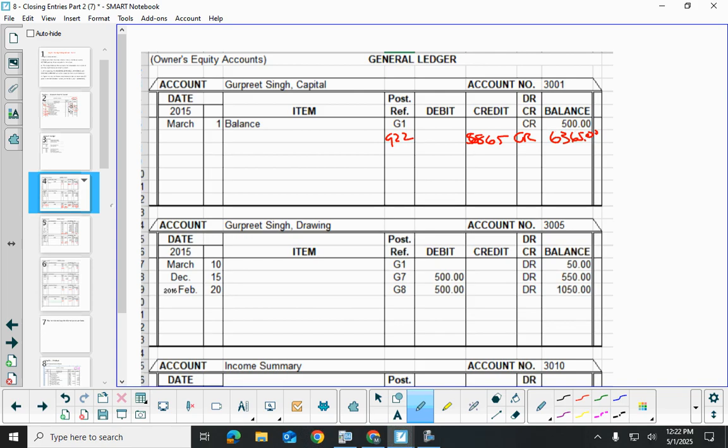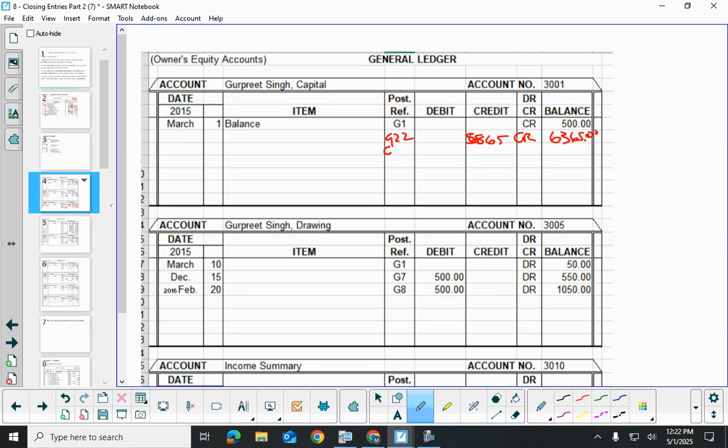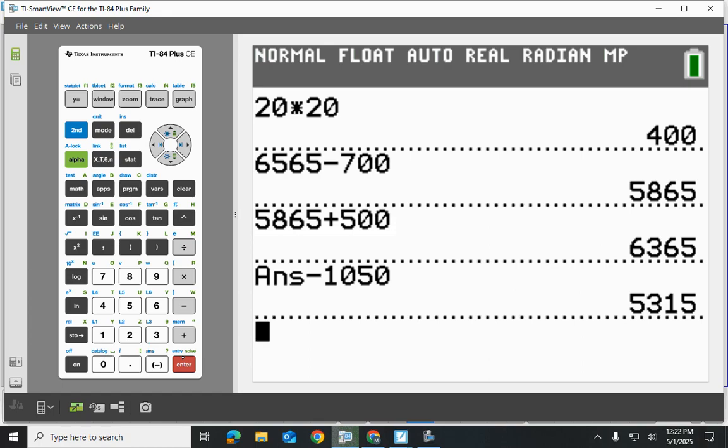Okay. One more. We're going to debit capital 1,050. So debit capital 1,050. Because I'm debiting, I'm now going to minus that number. Now, is 63.65 bigger than 1,050? Yes. So the balance will still be a credit balance because this number is bigger than that. But to calculate it, I have to minus off that 1,050. So we get 53.50.